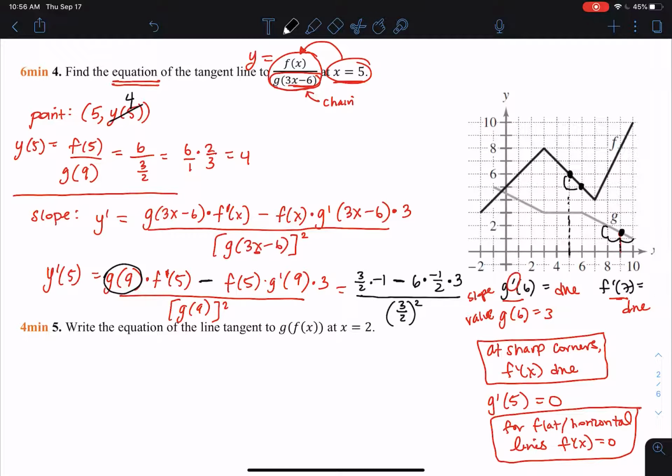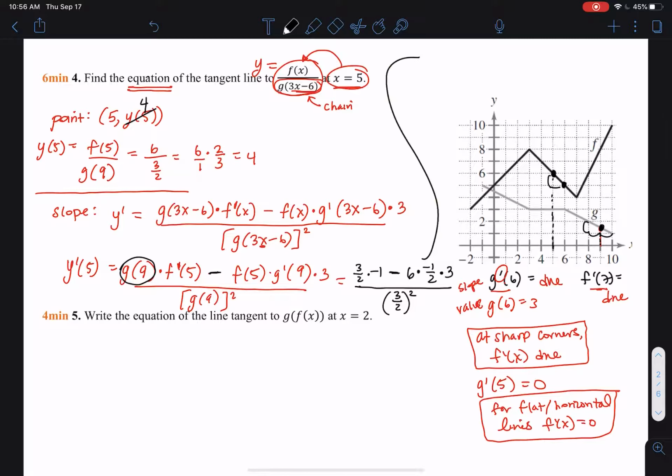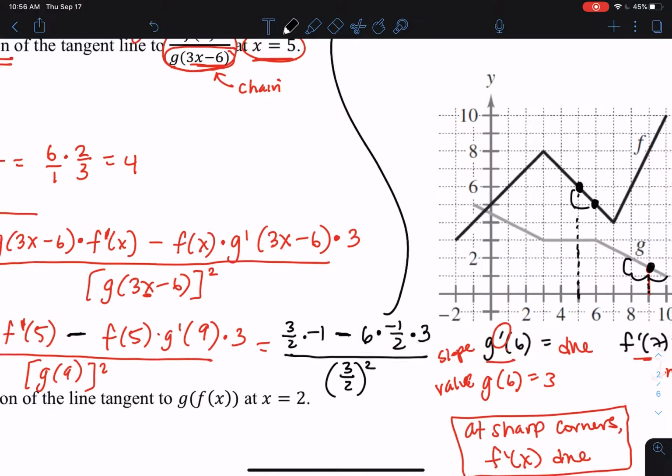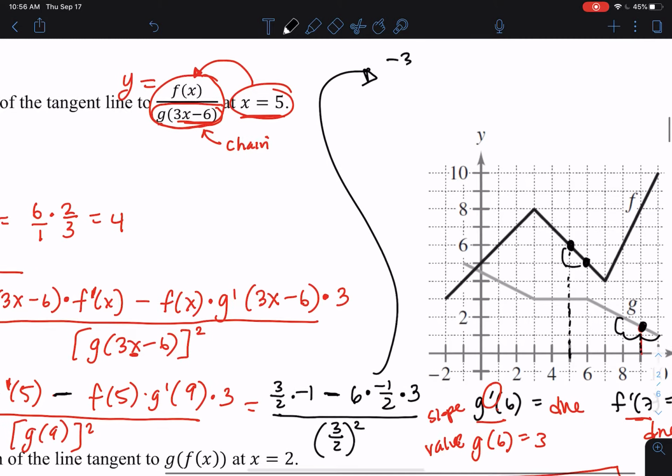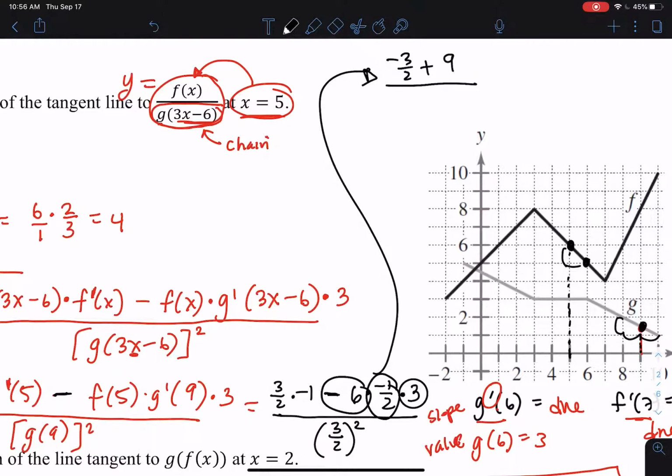Actually, no. I actually need to finish this because we want the equation of the line. So let's finish our work up here. Okay, so 3/2 times -1, that's -3/2 minus, okay, well I have a -6 times a -1/2, so that'll be a plus. Half of 6 is 3, times 3 is 9, all over 3/2 squared, well 3 squared is 9, and 2 squared is 4.